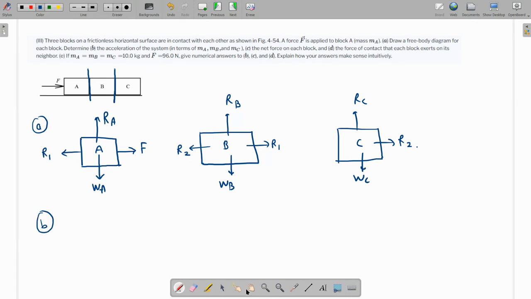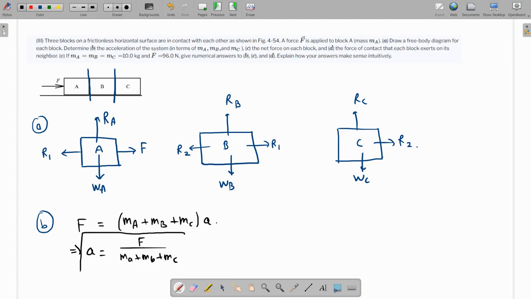The next part talks about the acceleration of the system in terms of MA, MB, and MC. This is pretty easy because F net is equal to the net mass, MA plus MB plus MC, times acceleration. We are taking this complete system as a unit, which can be assumed as a block with a force F acting and a mass of MA plus MB plus MC. So the acceleration is going to be F over MA plus MB plus MC. This would be the required acceleration.